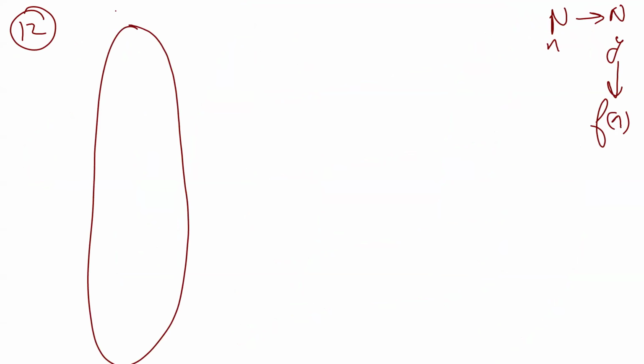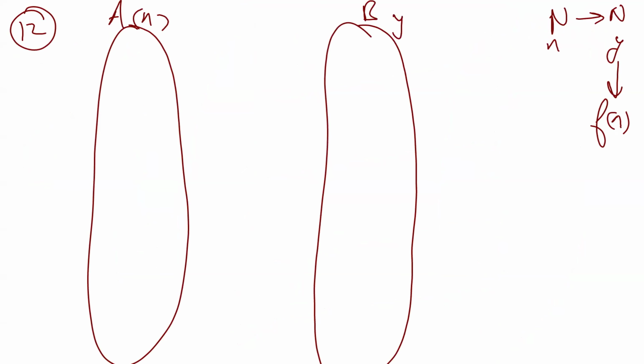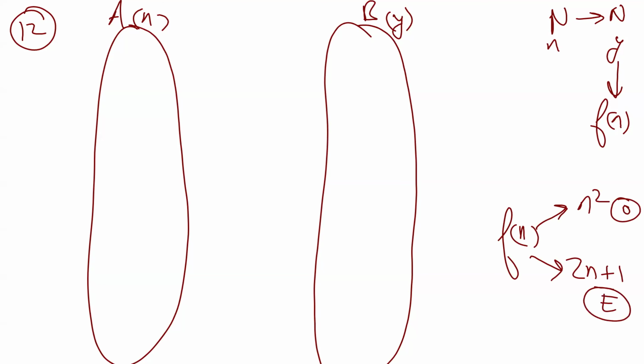Question number 12. So natural numbers to natural numbers is the mapping. So this time it is N and Y. Y is nothing but f of N. So A has N, B has Y. Y is f of N, and f of N is written in two different parts: N square when N is odd, and 2N plus 1 when N is even.